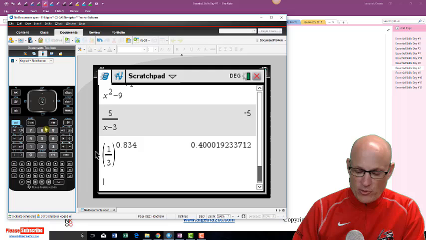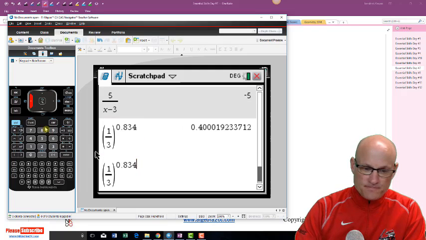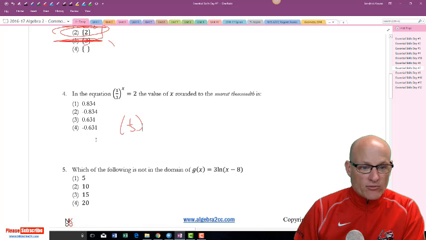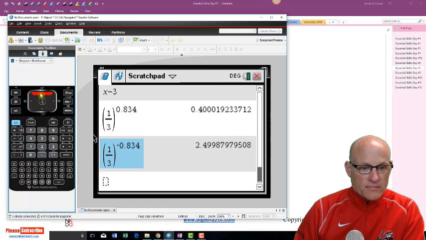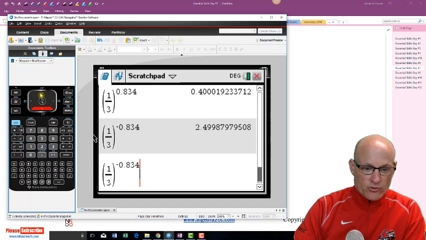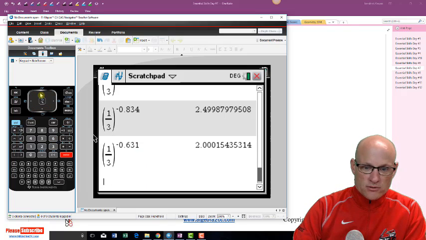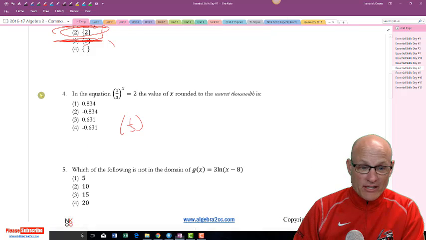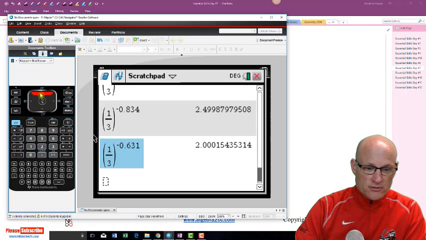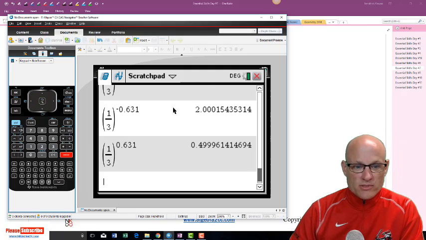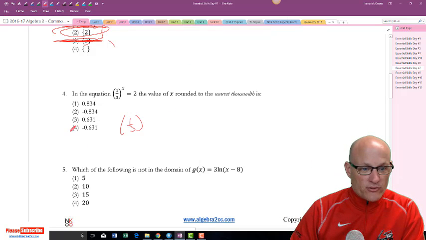Let's try to the negative 0.834, since that's pretty close. 2.4, not quite. Looks like the negative's right. Let's do 631. Looks like the negative's going to get us the closer one. Ah, that one's pretty close. I'm going to guess the other one's not close at all. So that's the winner, negative 0.631.